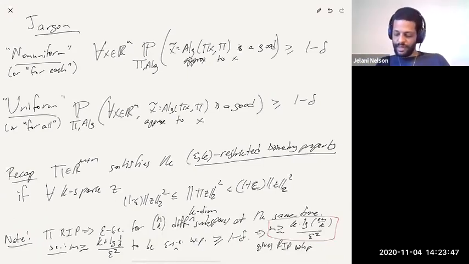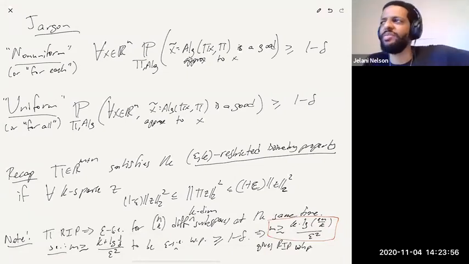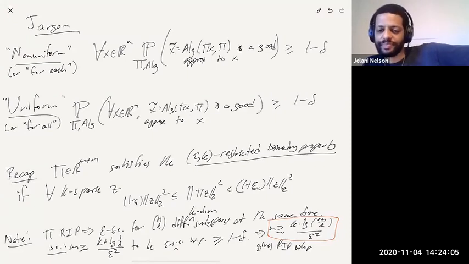Okay. And if you think about what RIP means, it is somewhat of a natural generalization of the Vandermonde approach. What is the Vandermonde approach really saying? It's saying that if you look at any submatrix of pi obtained by taking k columns, it has full column rank.